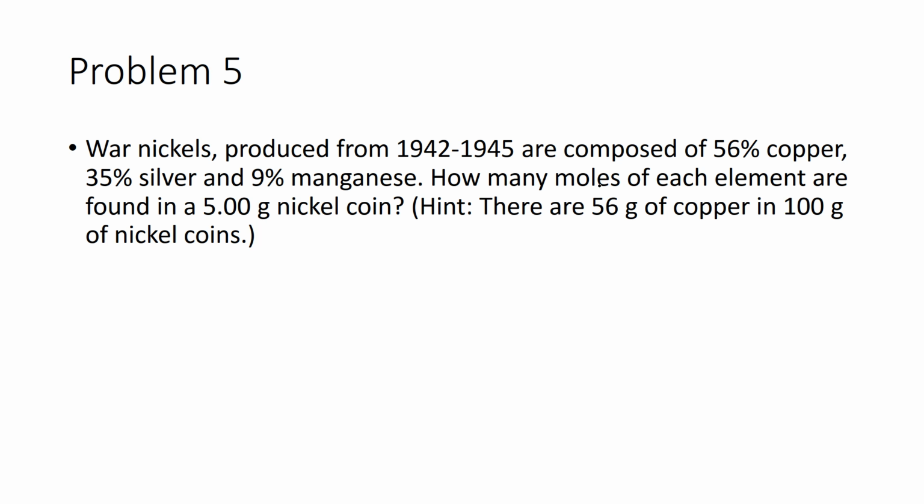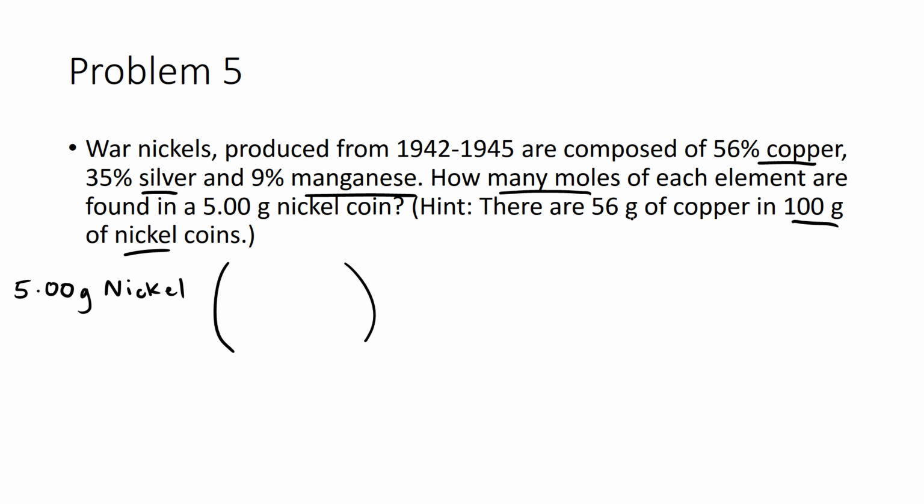So what the problem is asking us for is the number of moles of copper, silver, and manganese. So we're just going to be doing some unit conversions here. We're going to start with what we're given, which is 5 grams of nickel. And if we look at the hint, we know that for every 100 grams of nickel, we're going to have 56 grams of copper. So in order to get the grams of nickel to cancel out, I'm going to go ahead and put the grams of nickel on the bottom. And we're going to be converting that into the grams of copper.